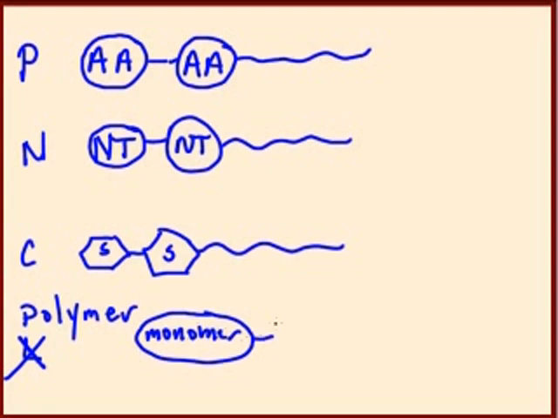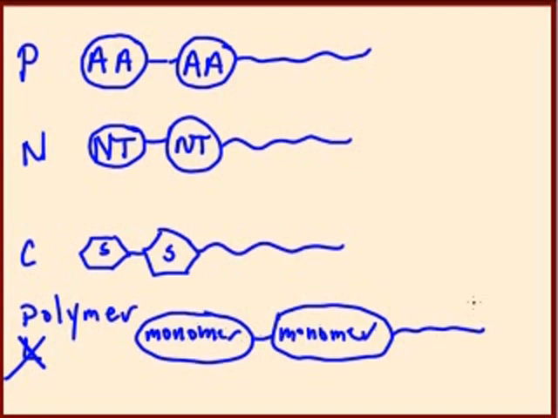M-O-N-O-M-E-R. And so you have lots of monomers joined together to make a long string, and that long string is called a polymer. So in the first example here, the protein is the polymer. The monomers are amino acids. In the second one, the nucleic acid is the polymer, and the monomers are the nucleotides. In the third example, the carbohydrate is the polymer, and the monomers are the sugars.